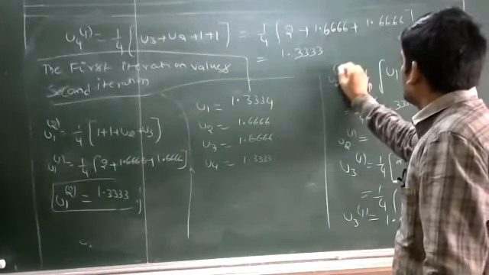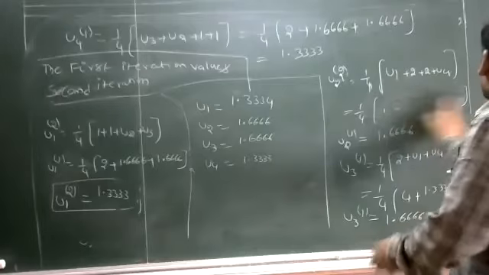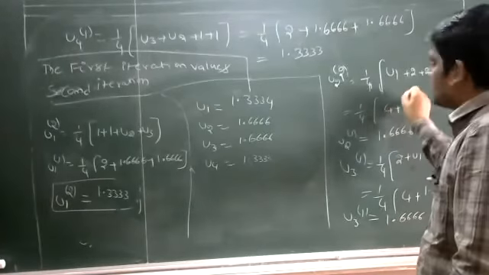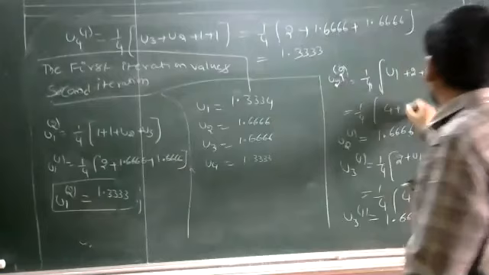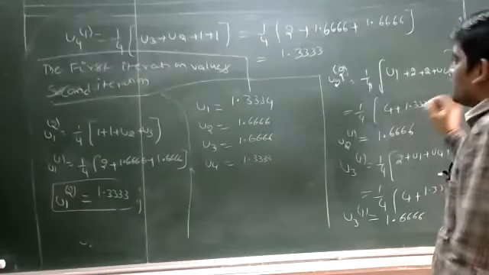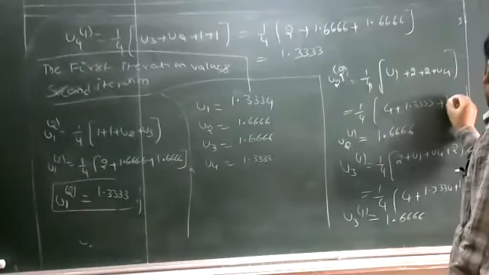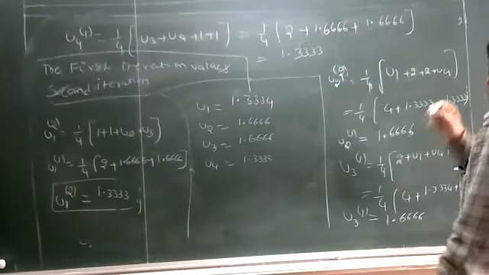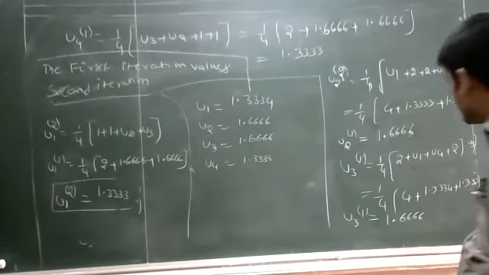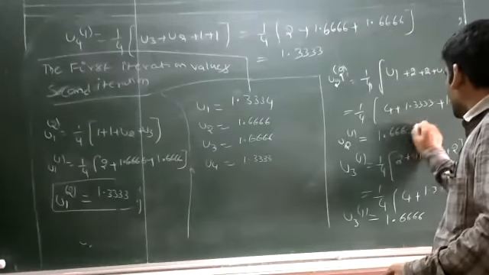Next, u2 at 2, same formula, right? So this is 4 plus what is u1? u1 is the fresh value. What is that? 1.3333. Yes, 3333. Plus what is u4? 1.3333. Yes. So what is the total value? 1.6667, sir. 3667. Right, very good.